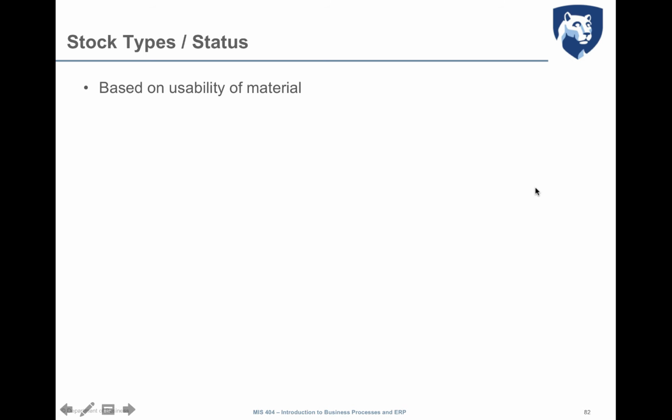Another key object of purchasing is the stock type, because stock of materials can be classified into different stock types or statuses that determine the usability of materials. So according to the status, the company can use the materials in different ways and in different processes. Let's see which types of categories can be associated to the stock types.